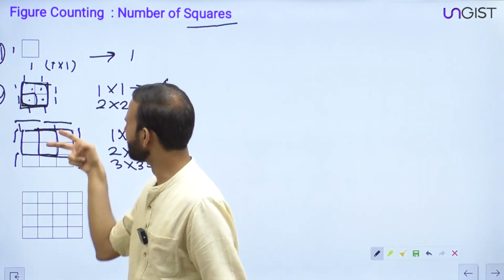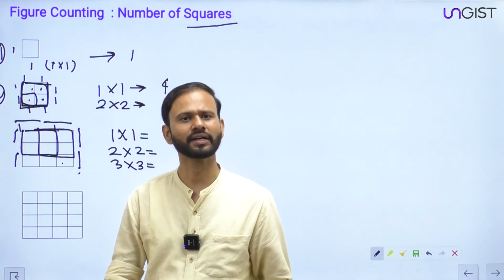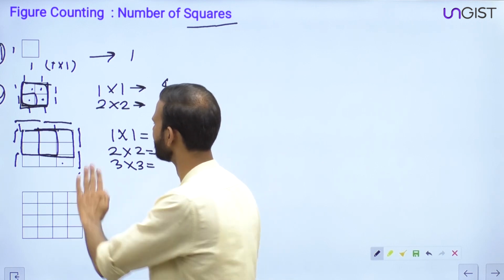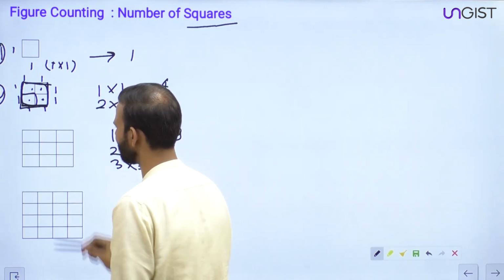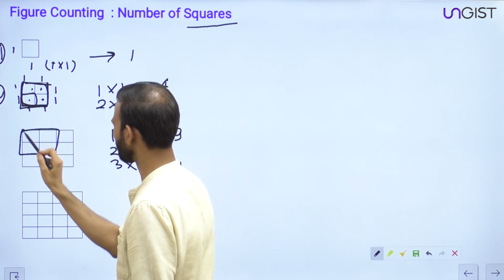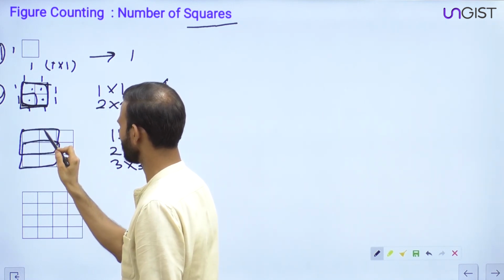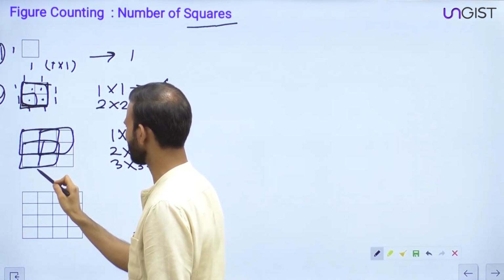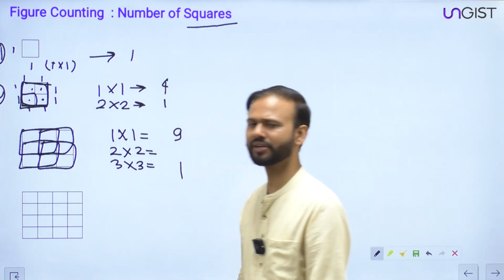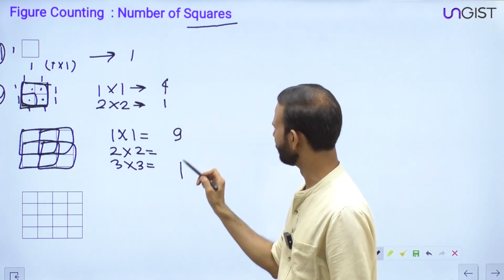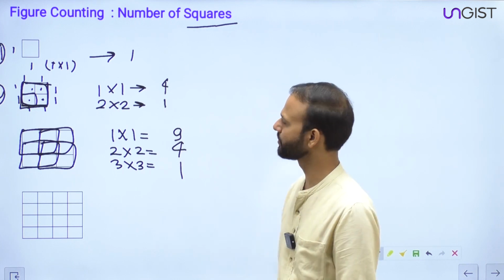So 2 here and 2 here. Guys, it is clear, right? Let me show you once again. This is 1, this is 2, this is 3, and this is 4. All of you okay? Clear? Very good. So these are 4 squares, right?